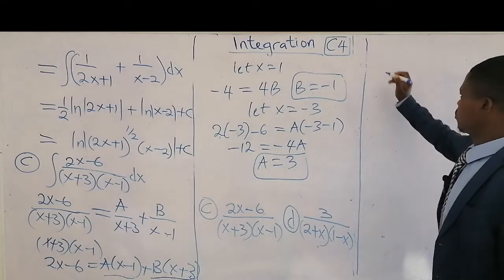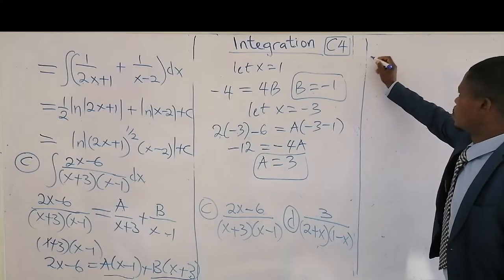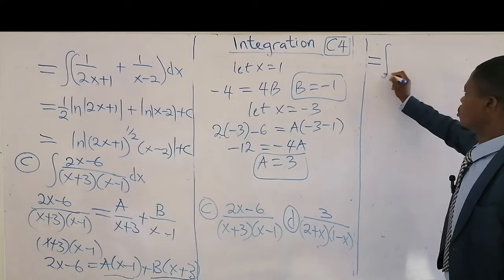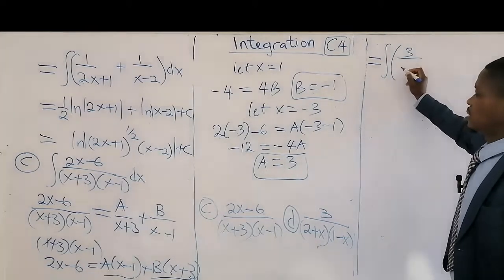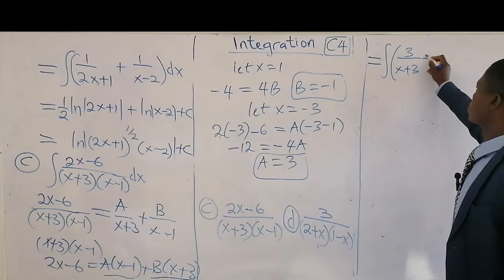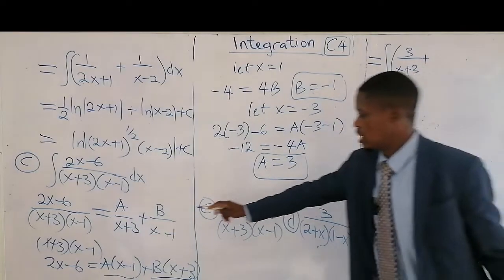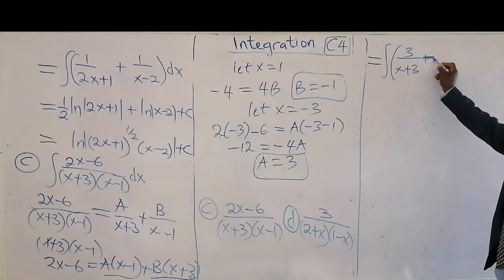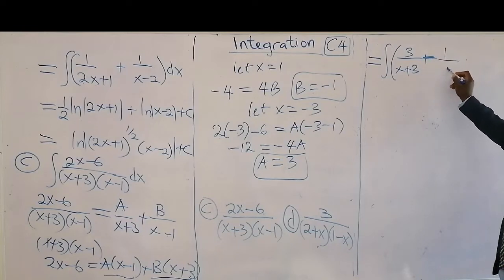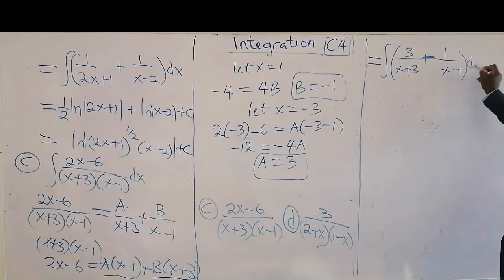So the integral now will be equal to, a is what? a is 3 over x plus 3, plus b. b is minus 1, so this will change to what? This will change to minus 1 over x minus 1 dx.